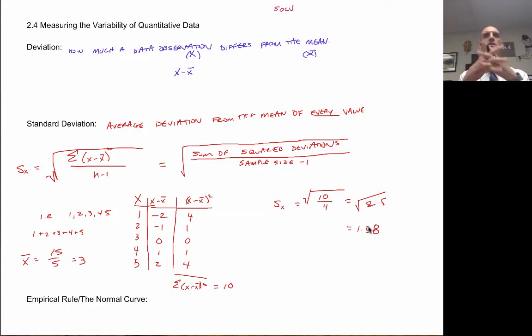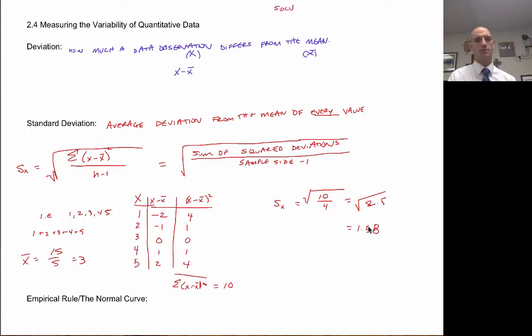So what does that mean? That means the average of all the differences from the values to the mean is 1.58. So my mean is 3, that's like my average is 3. So if I got a 4.5, that would be pretty good, right? I'm within that one standard deviation.